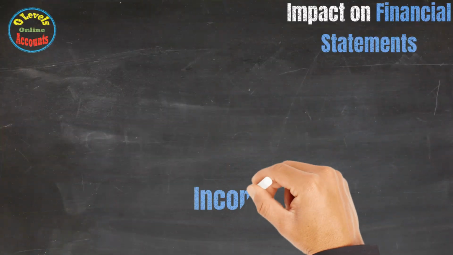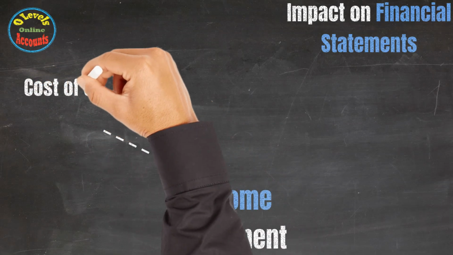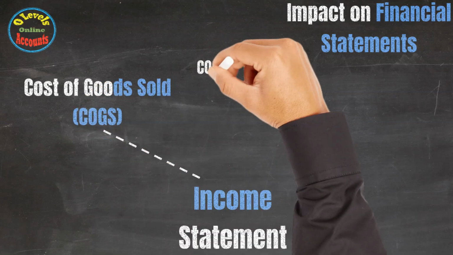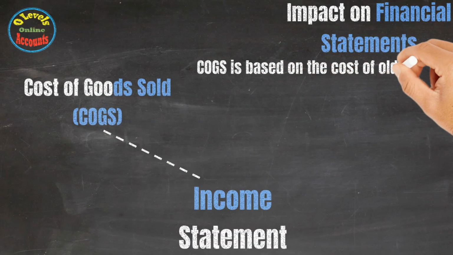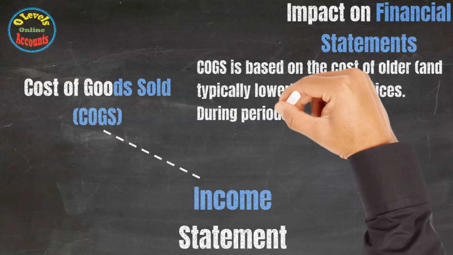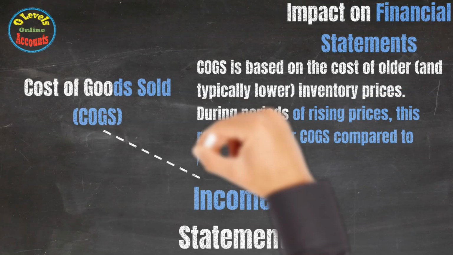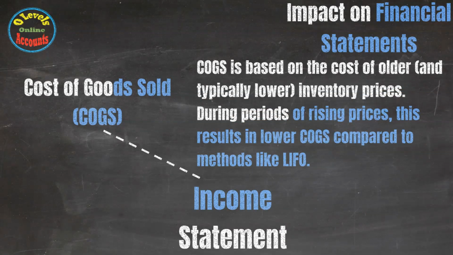Let's check the impact on the income statement. Just like the balance sheet, the income statement is also affected by this valuation. The first impact is on the cost of goods sold. Cost of goods sold is based on the cost of older, or typically lower, inventory prices. During periods of rising prices, this results in lower cost of goods sold compared to methods like LIFO.